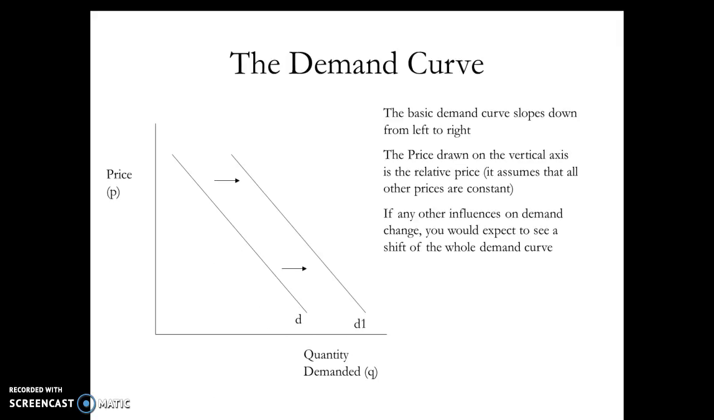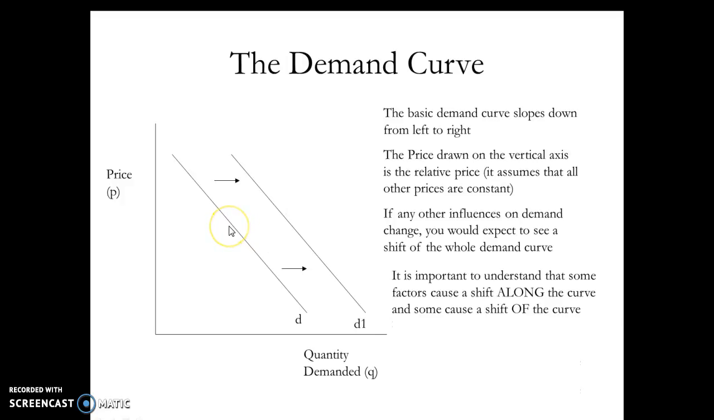If we see a price change, we just see movement along the line. So for instance, if we reduce price from here to here, we see a change in the amount demanded. But if something else other than price impacts demand, perhaps fashion, as we looked at before, or seasonality, we see a shift of demand. An increase in demand will see a shift to the right, a decrease in demand will see a shift to the left.